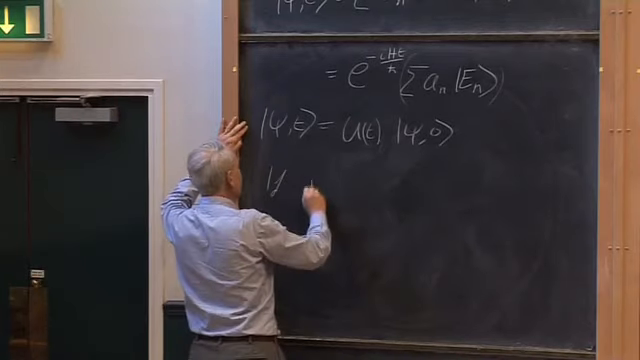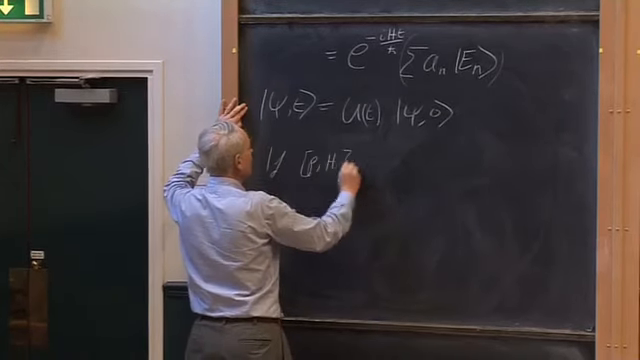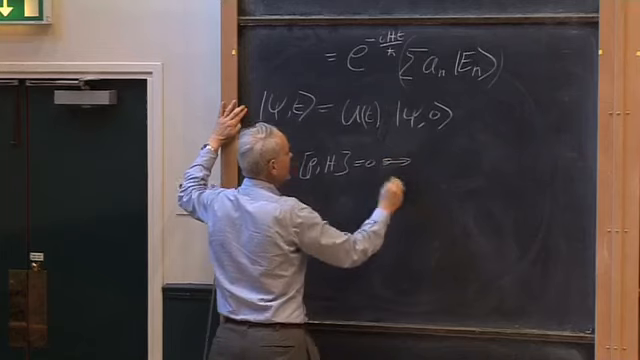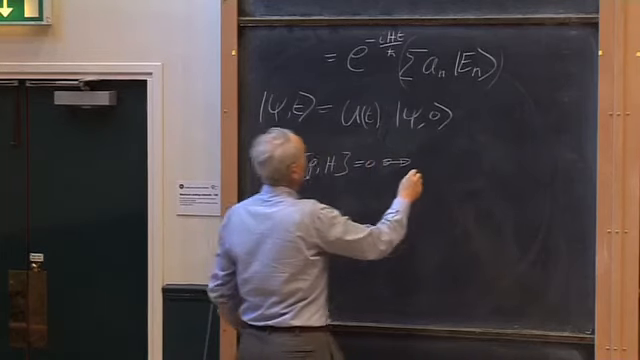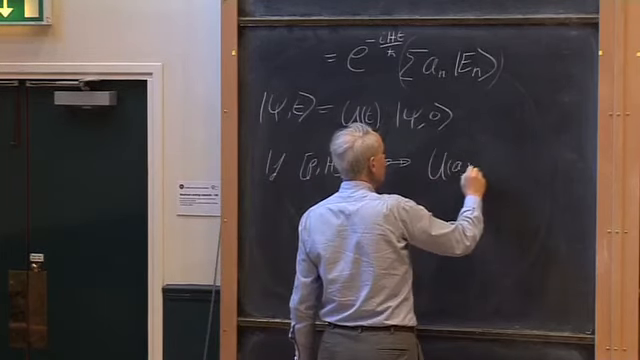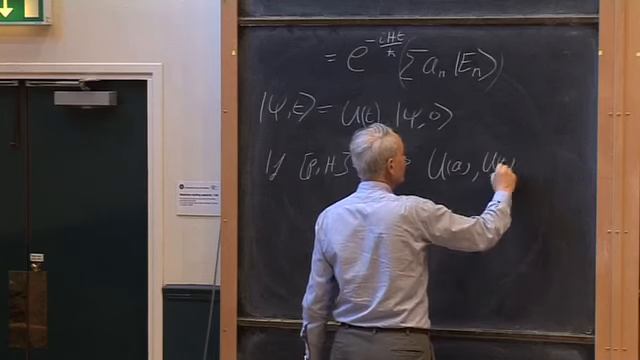So let's just repeat this. If [P, H] equals 0, then that implies, and indeed is implied by, the unitary operator U of a commuting with the unitary operator U of t.